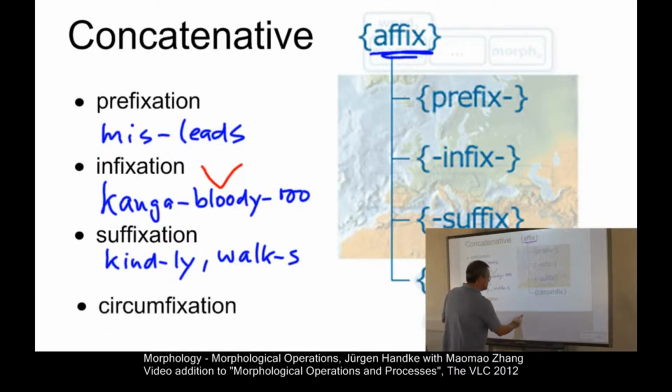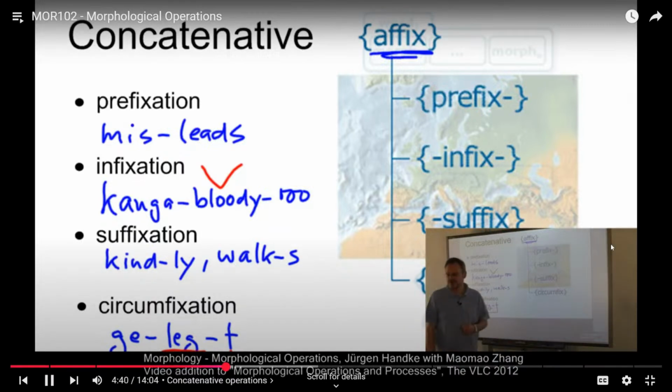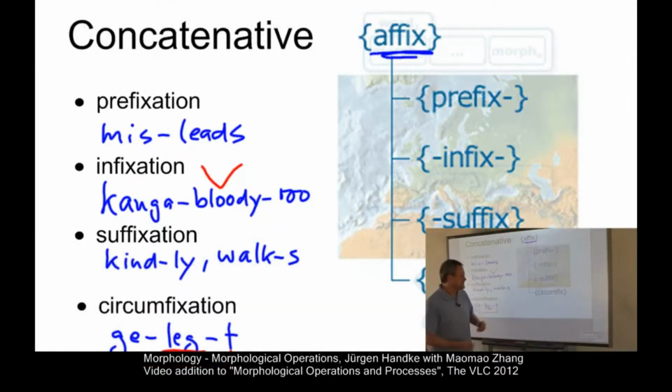And finally, we have circumfixes. Now, circumfixes do not exist in present-day English, but here's an example from German, my mother tongue, which expresses a verb. Now, the base form of the verb is leg, which is the base form of the verb to put something somewhere. And this circumfix then expresses the past participle of this verb. So these are concatenative operations, as I said, the most important ones, affixation.